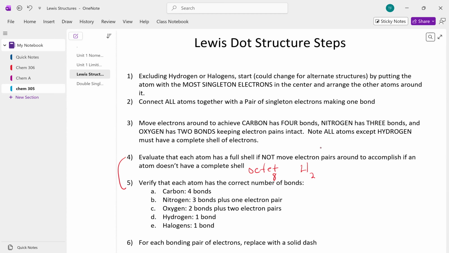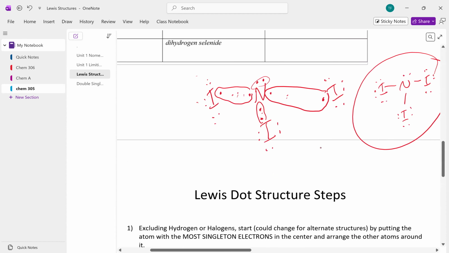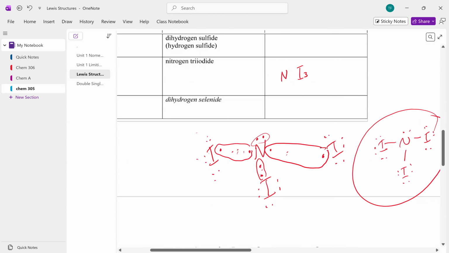Okay, so did that make sense with nitrogen triiodide? I know you've never seen it before, but were you able to follow the steps with me?